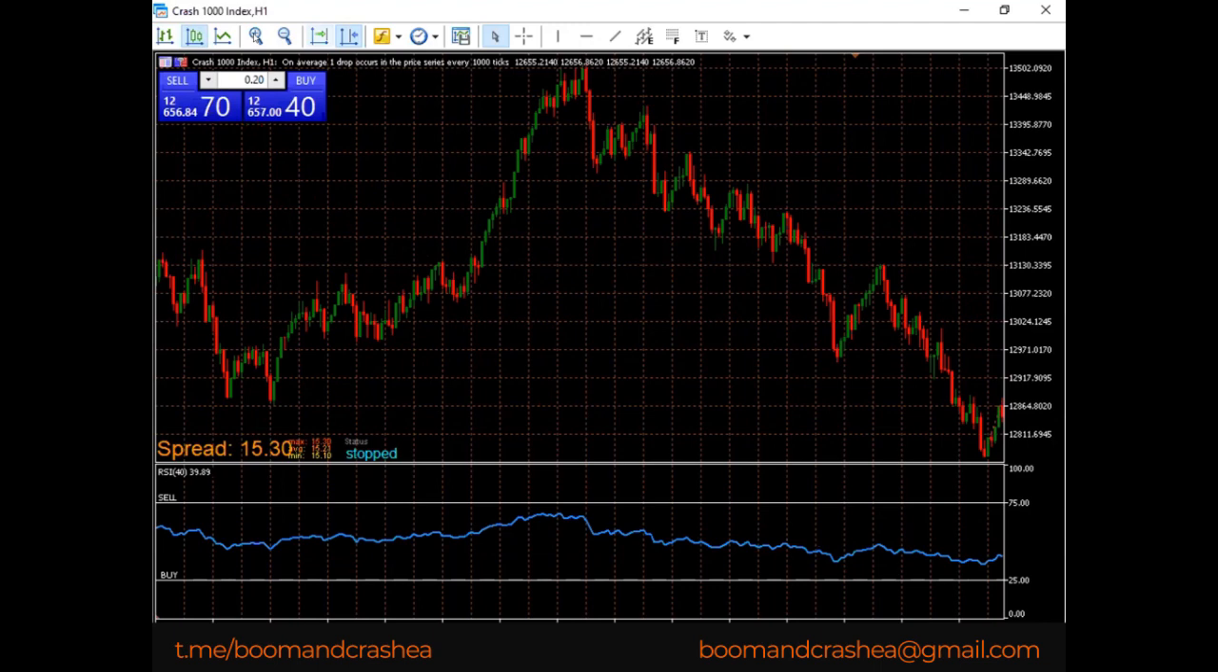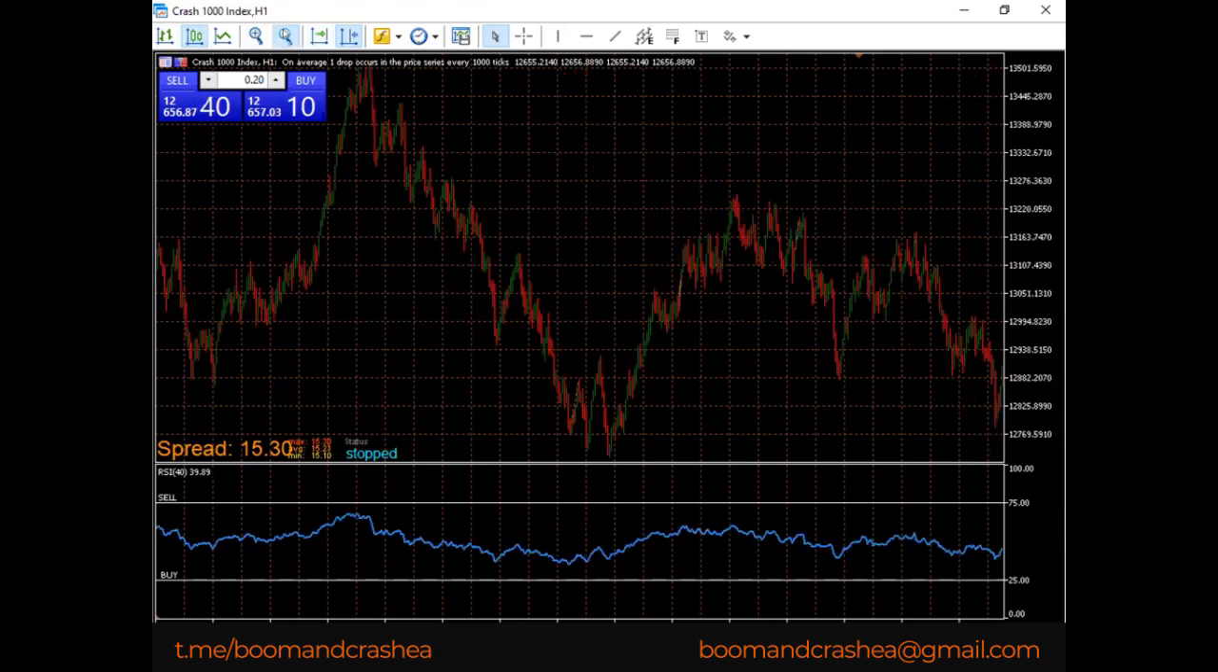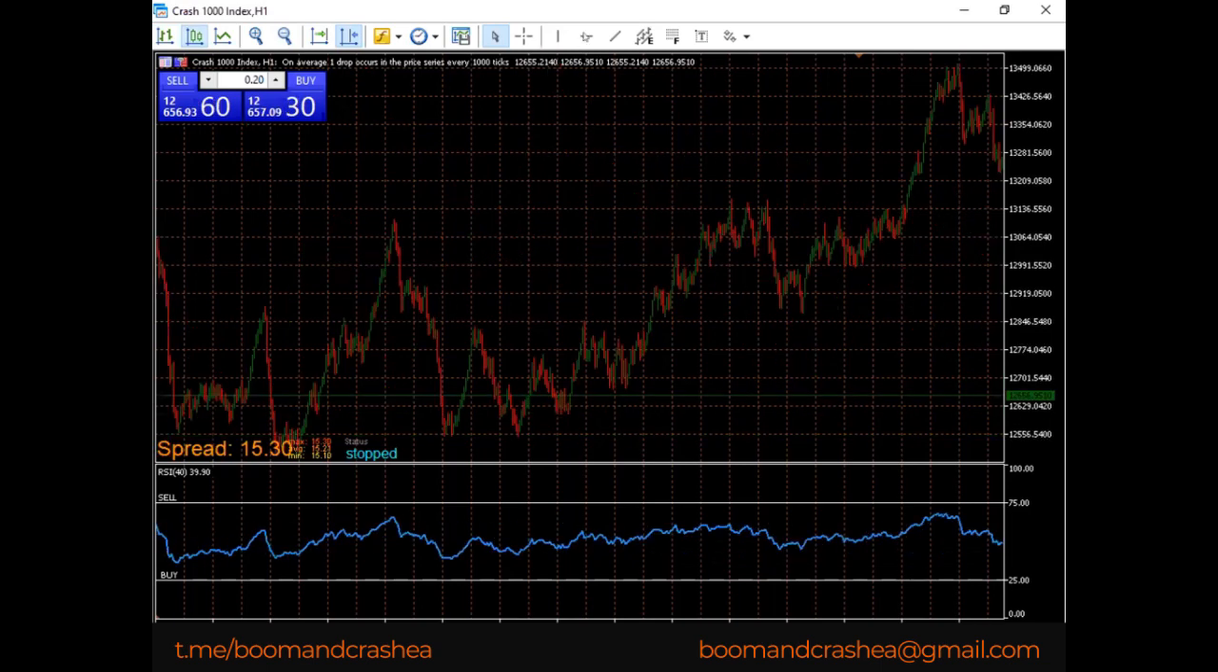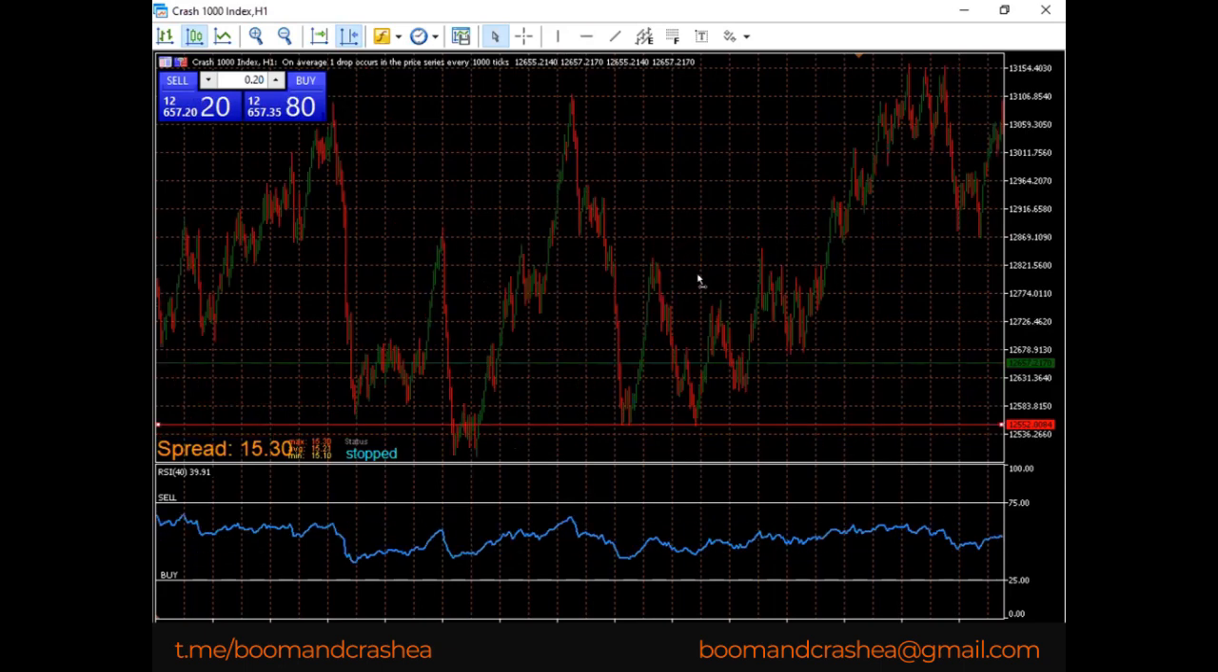But one thing you need to observe is that you always have support and resistance appearing on your chart. For instance, this point is a support. So when price hits this support and it doesn't break the support, then it's going to bounce off. And there's also a resistance at the top, which is here.